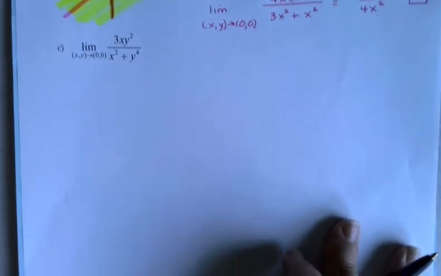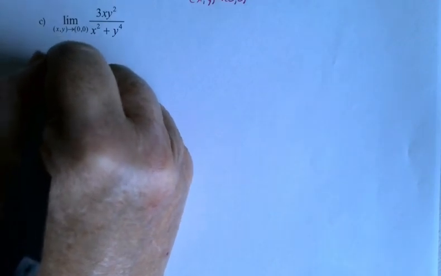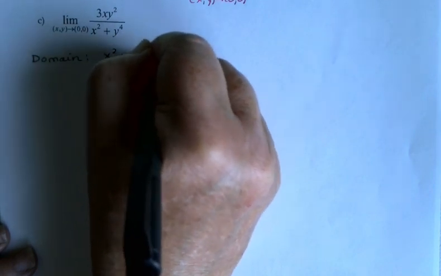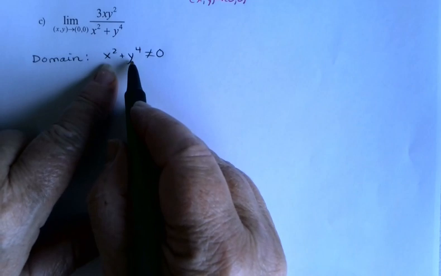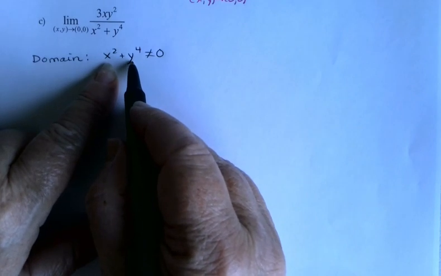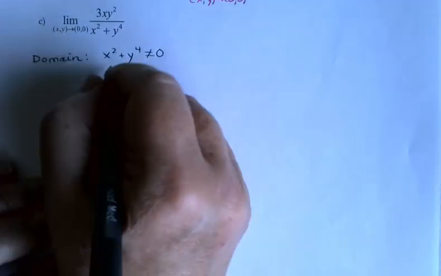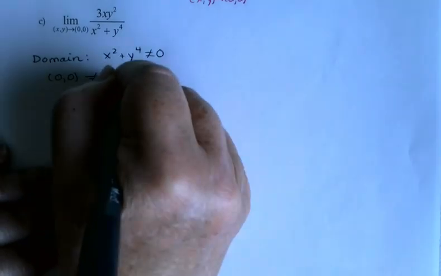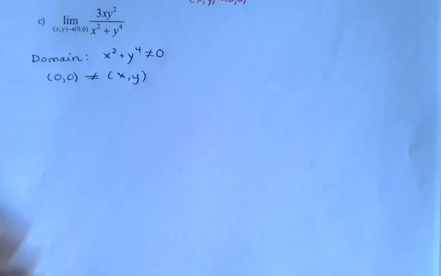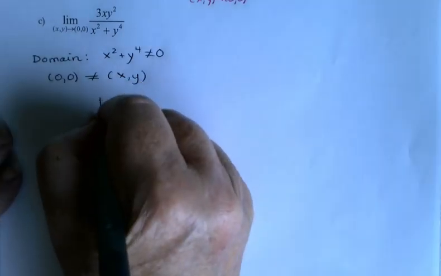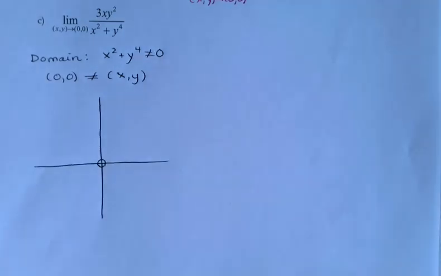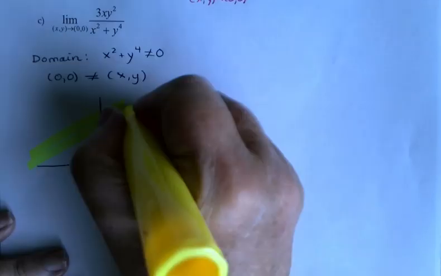All right, so for part C, we've got another function. We've got a very similar situation with the domain. x squared plus y to the 4th cannot equal 0. But once again, unless x and y are both 0, those are both positive values. So the only time that that would actually equal 0 would be if x and y were both 0. Oops, wrote that backwards, but that's okay. (x, y) is not equal to (0, 0). So same domain as last time. I omit the origin, and the domain would be everything else.